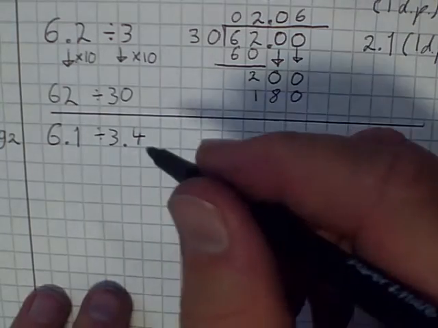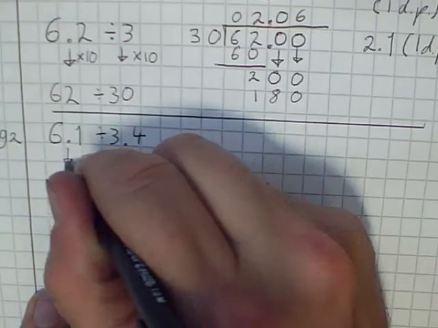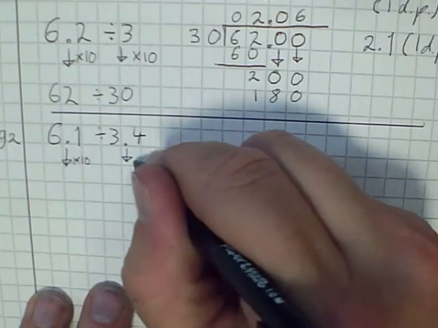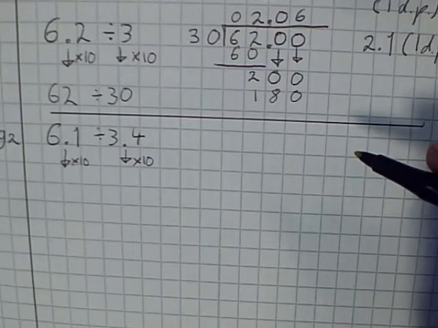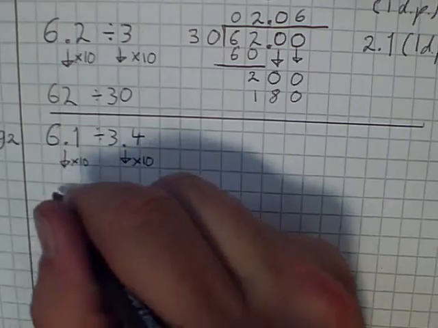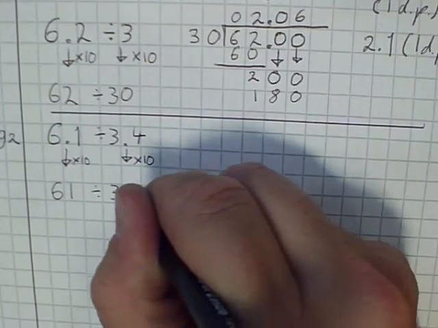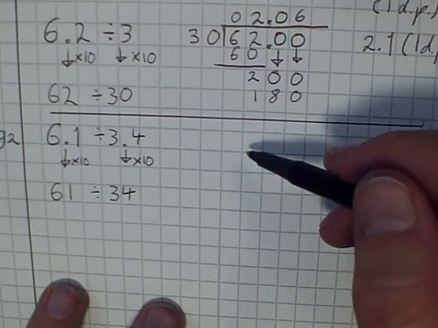Now, I want to make these into whole numbers. So I'm going to times that by 10 to make 61. But I need to make sure that they're both multiplied by the same amount, otherwise it will not work. So that gives me 61 divided by 34. And again, I can use my long division method here.